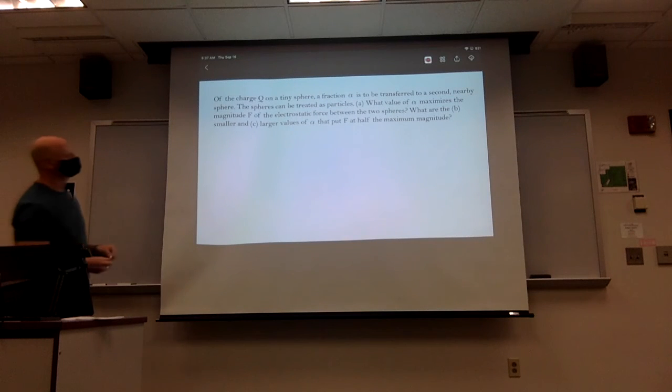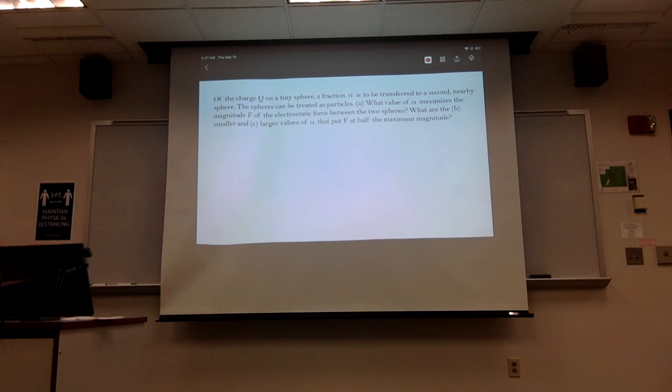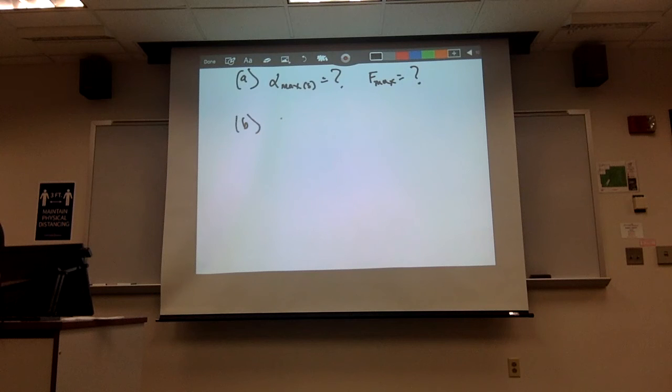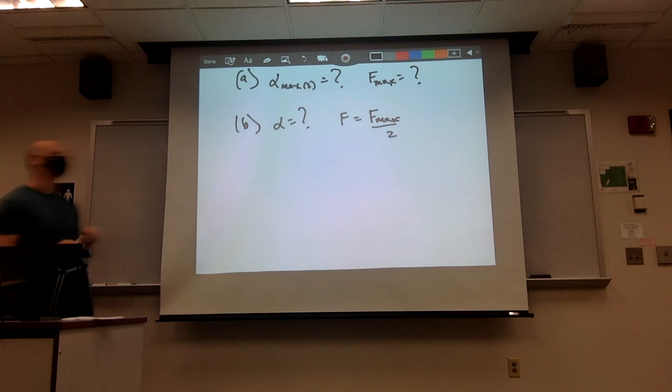Part B then says, what are the smaller and larger values of alpha that put the force at actually half the maximum magnitude? So I'm just going to call that part B. What I want to know is what is alpha if the actual force is equal to half of that maximum force? So we want the force between these two spheres to be half of the maximum. So what values of alpha, i.e. how much of that charge can I allow to go from one to the other, so that the total force is actually half of this maximum.